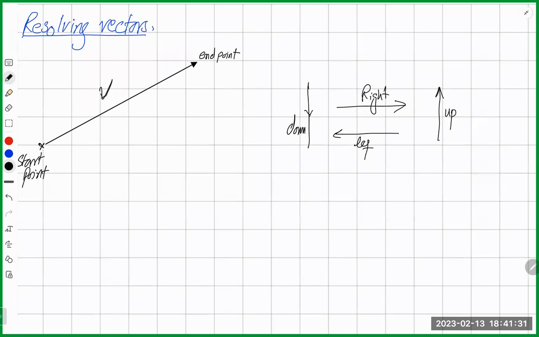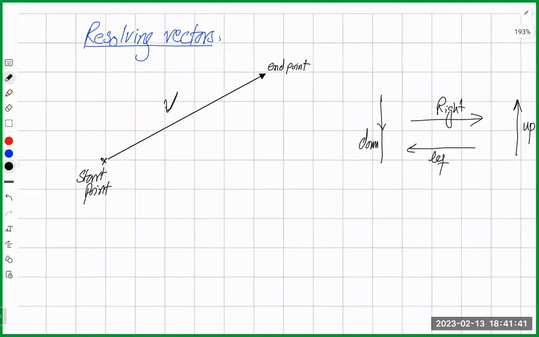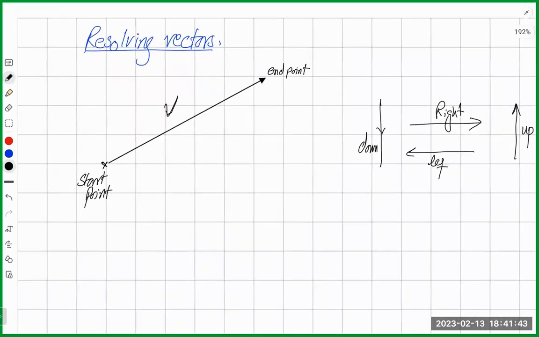For the reference of your screen right now, along the bottom of the screen is down, along the top of the screen is up, towards right is right, towards left is left. Now, look at the vector and look at the start point and end point. Tell me, what are the influences of these vectors?